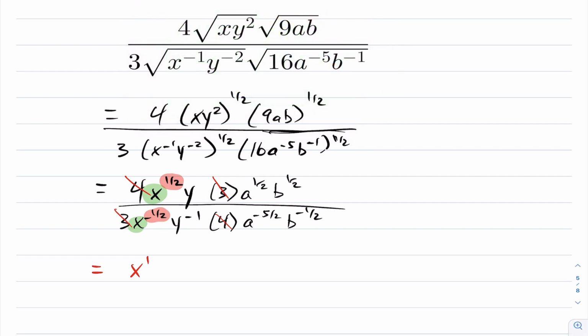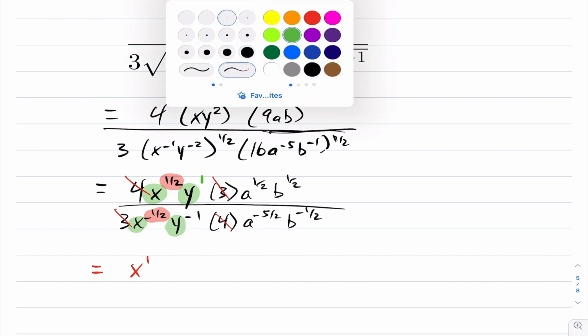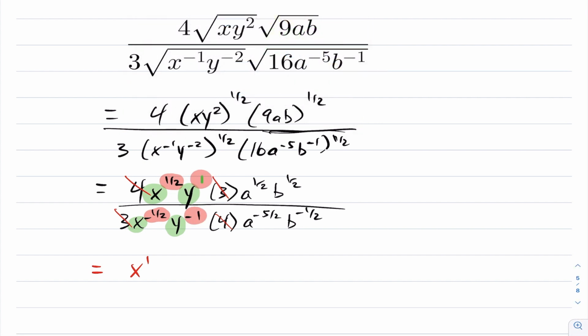Then again for the next sequence here we're dividing with the same base. And for the next chunk here you'll see we both have a base of y this time. The exponent on this y is a 1. So now we are subtracting. This becomes 1 minus negative 1, which becomes y to the power of 2.